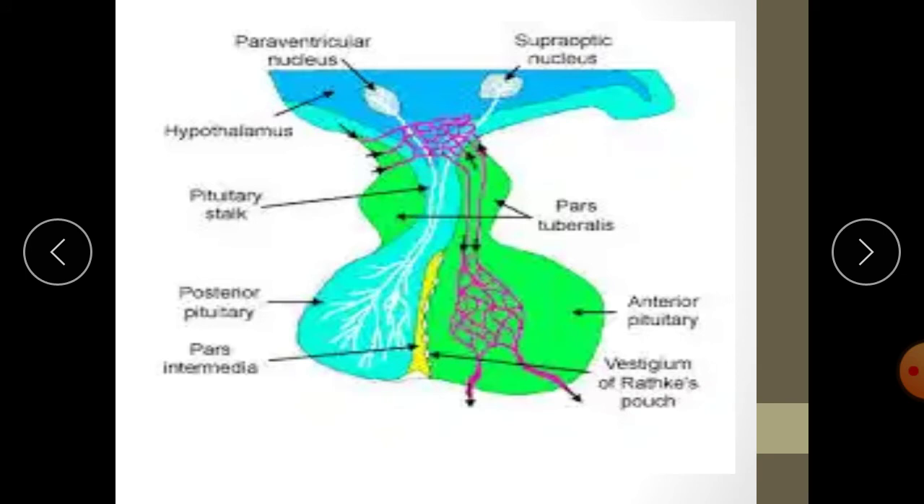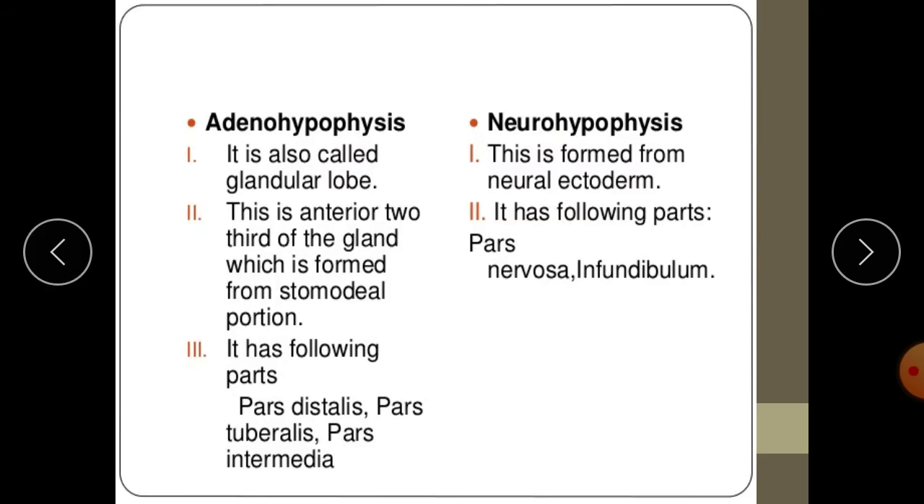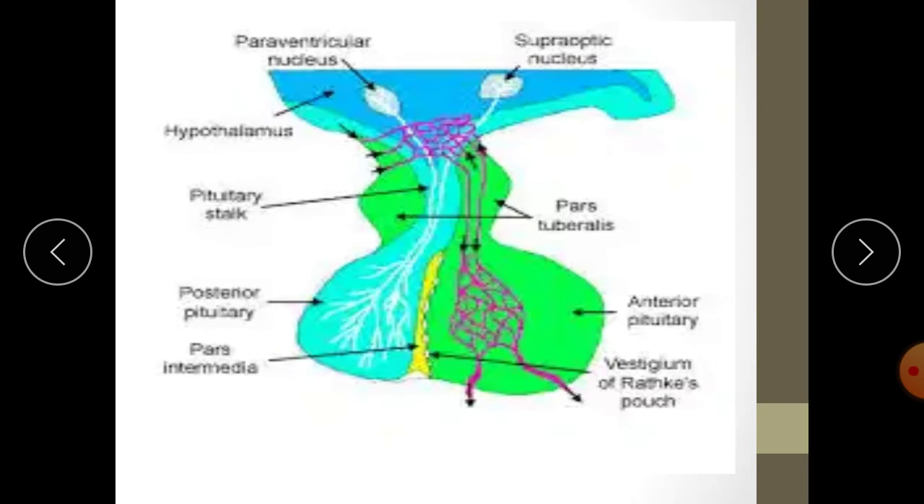Clear? So the pituitary gland is divided mainly into two parts: the anterior pituitary and the posterior pituitary. The anterior pituitary is again divided into three parts: pars distalis, pars tuberalis and pars intermedia. And the posterior pituitary is divided into two parts: pars nervosa and pars infundibulum. This is the pars infundibulum.